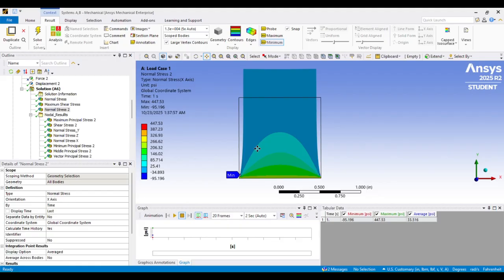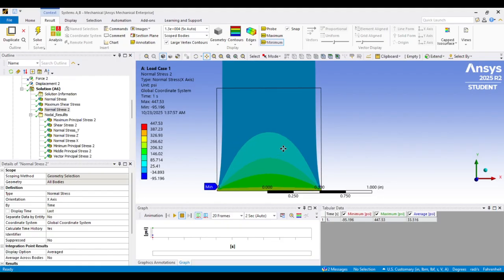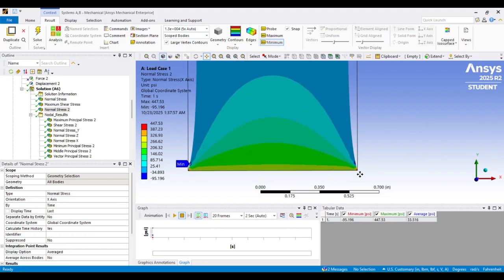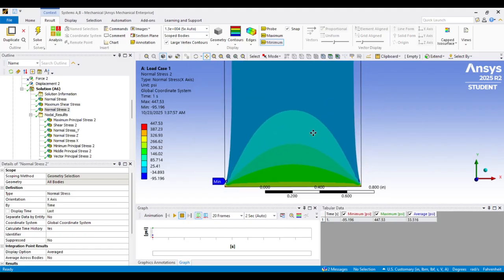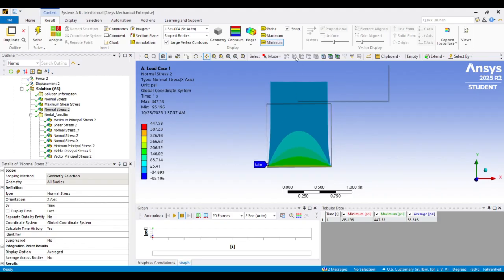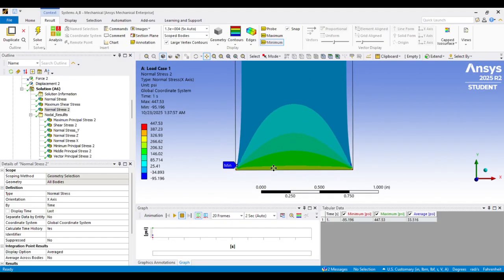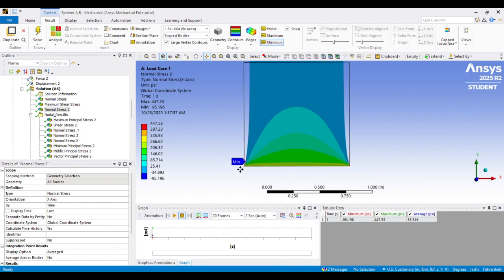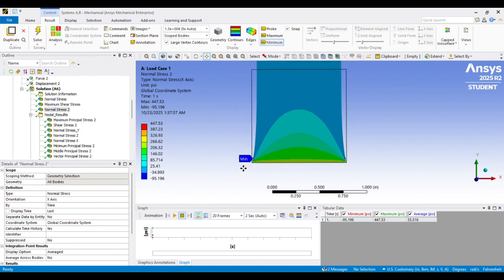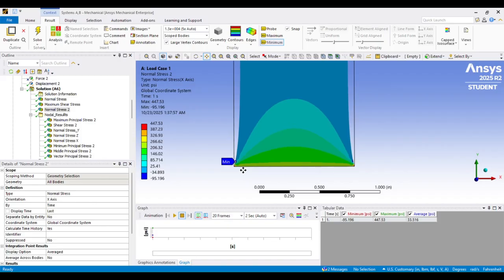So the reason why we have a normal stress in the x direction is because we fixed the bottom, and when you pull the part in the y direction, there's going to be a strain in the vertical direction, and then the part is going to want to contract. So because the part wants to contract inwards and it's constrained, there'll be a tensile stress.